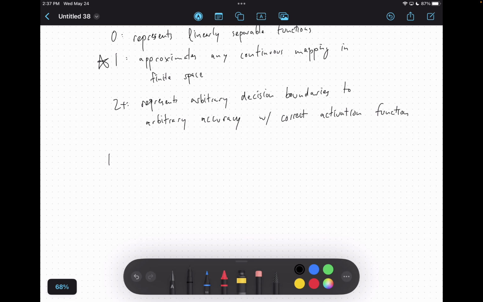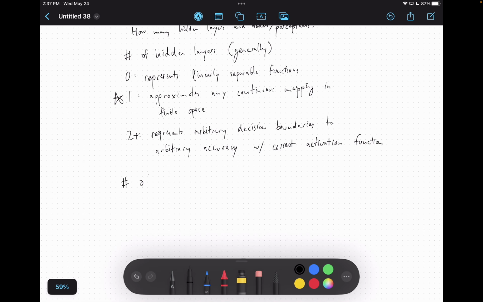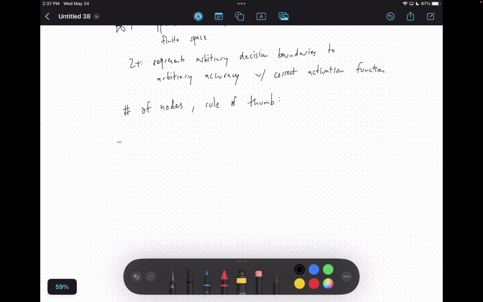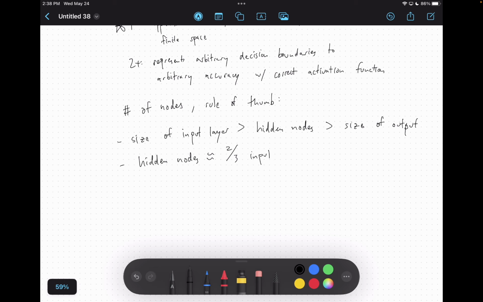Number of nodes. Okay, again, rule of thumb. Size of input layer greater than hidden nodes greater than size of output. Hidden nodes, I've seen a couple different heuristics.